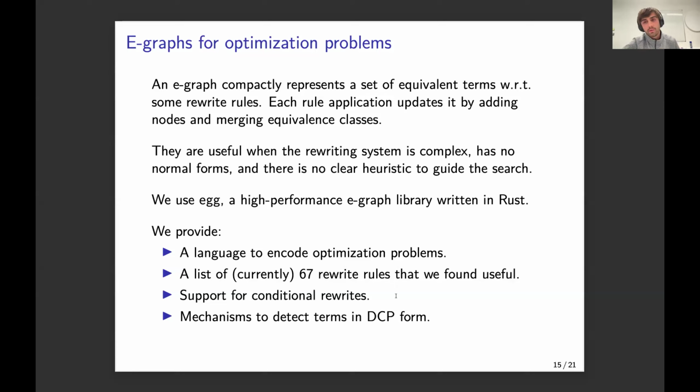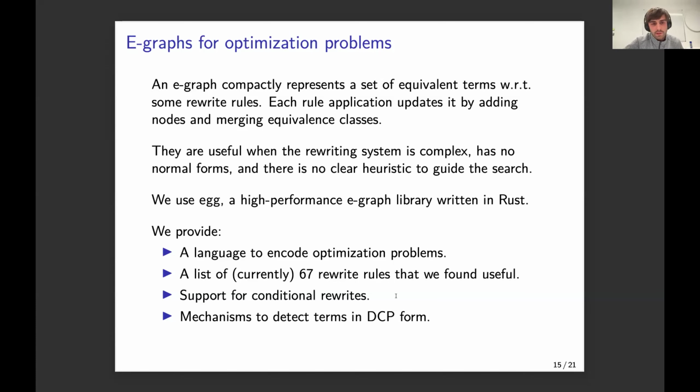We give it some rewrite rules. Here we have 67 that were useful for our examples, but the point as well is that I can just give it more and it's not a problem. A lot of our rewrites are conditional, so I need to instruct Egg how to deal with those. And of course, I need to tell Egg how to detect that some terms are in DCP form.